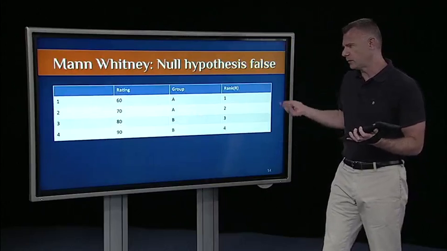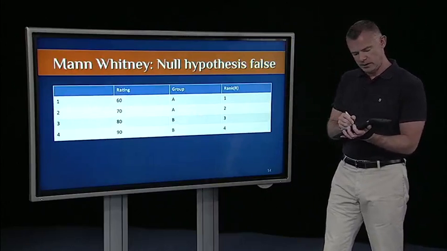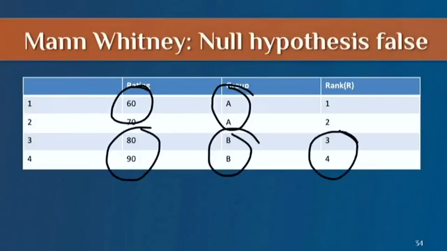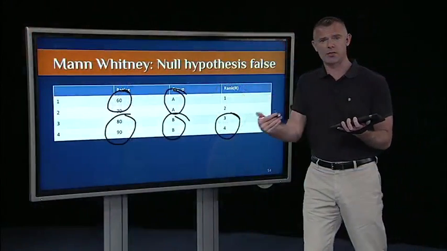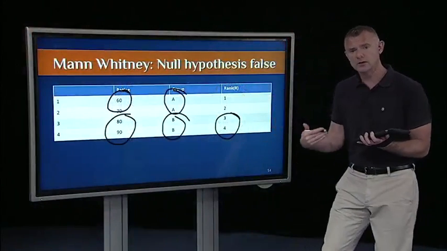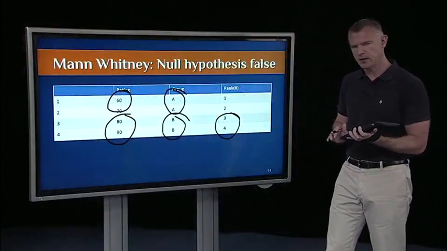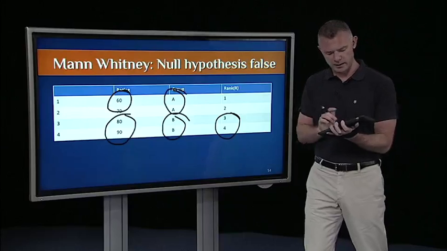In this example, it's completely different. In group A, they had lower ratings than in group B. So now the sum of the ranks in group B is 7. If I took the difference between the highest possible sum, 10, and 7, I get 3. That's the lowest U value I could get in this tiny little example. Again, I don't want to do that by hand. I want to just plug it into R.